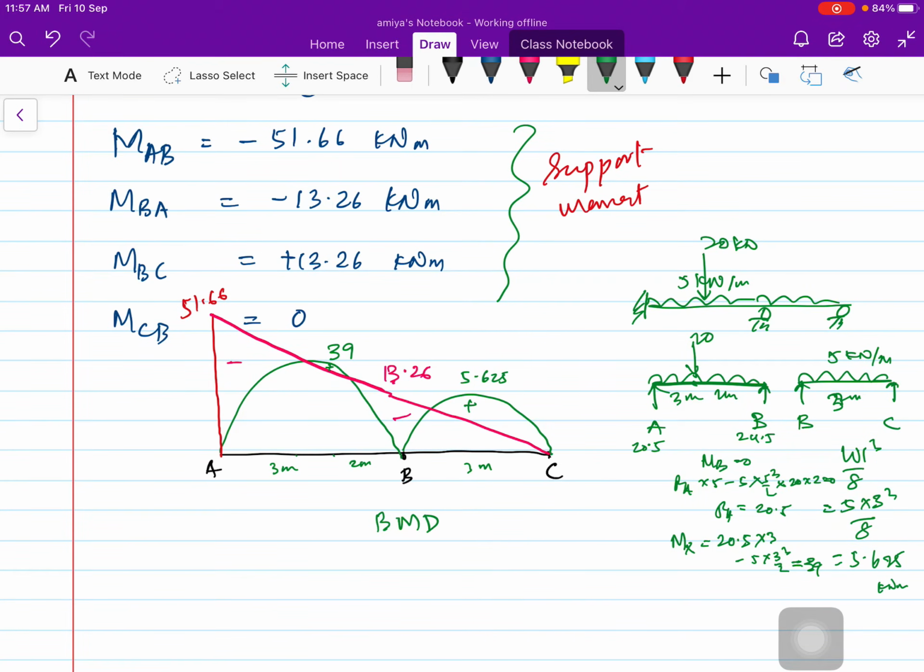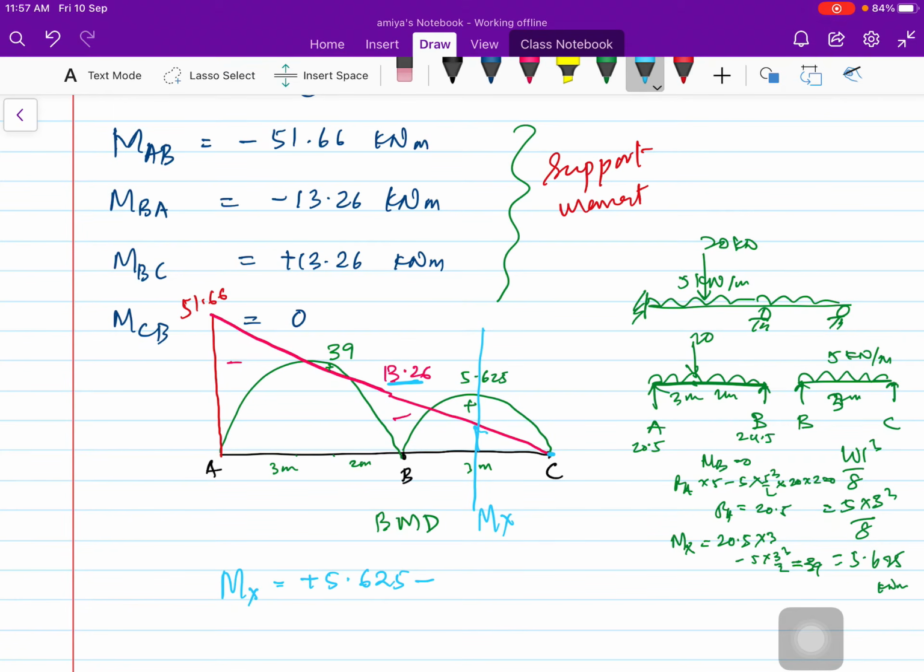For example, if you want to calculate at the mid section, for the whole beam, the moment at mid span of BC will be positive, you can see plus 5.625, and negative of, if this is 13.26 and this is 0, mid means you can use, if any other distance, you can use the law of triangle.